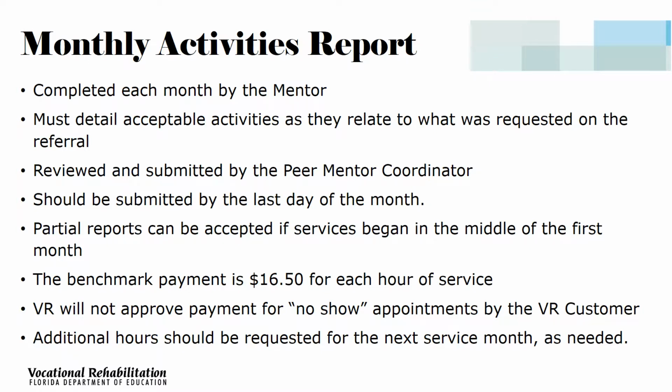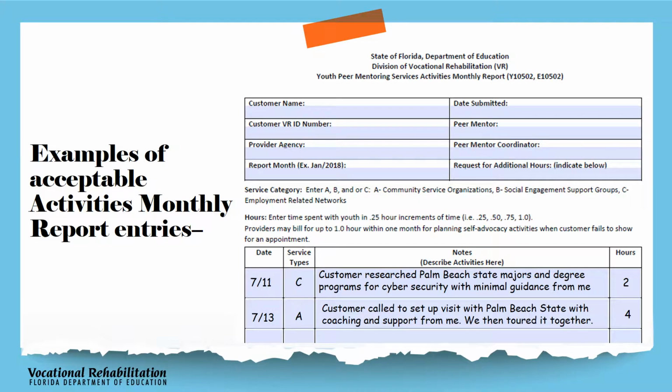The documented activities must align with the allowable activities and must reference self-advocacy skill development and customer improvements as described on the referral. The Youth Peer Mentor Coordinator will review and submit the report. This report should be submitted no later than the last day of the month. The benchmark payment is $16.50 for each hour of service. Providers may bill for up to 1 hour within the month for planning self-advocacy activities when a customer fails to show for an appointment. On the screen is an image of the form with sample monthly activity report entries.